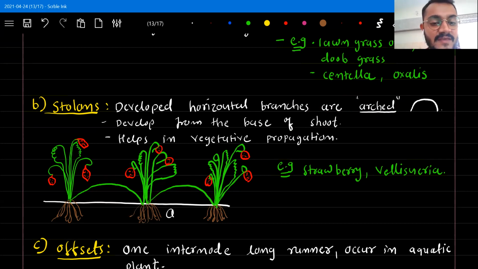On this arch shape, they will develop from the base of the shoot, and that helps in vegetative propagation.